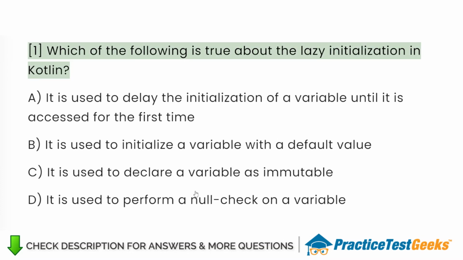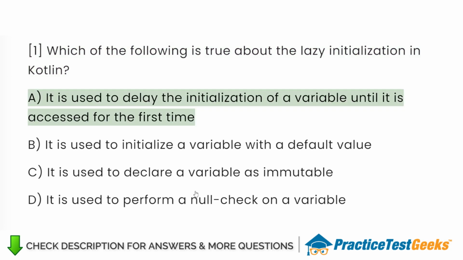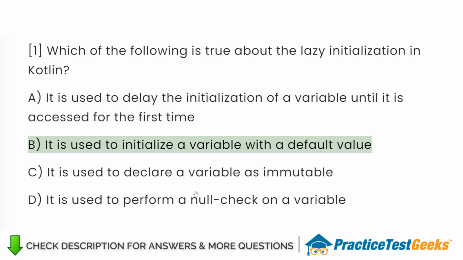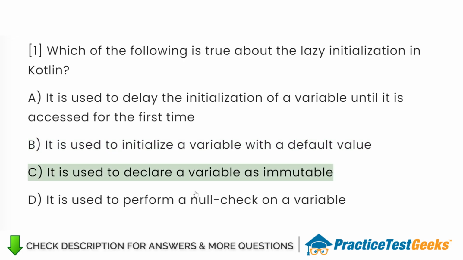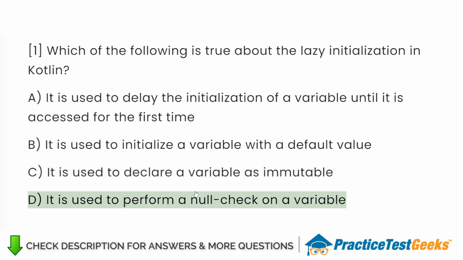Which of the following is true about the lazy initialization in Kotlin? A. It is used to delay the initialization of a variable until it is accessed for the first time. B. It is used to initialize a variable with a default value. C. It is used to declare a variable as immutable. D. It is used to perform a null check on a variable.